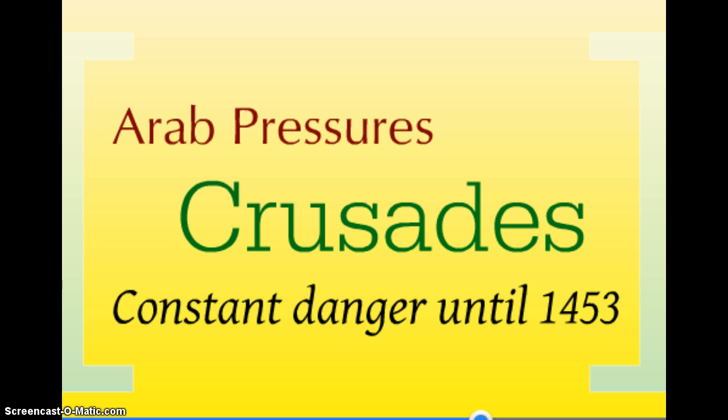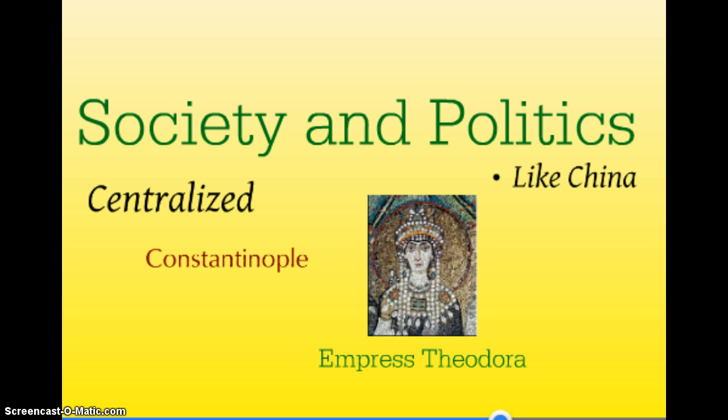The Ottoman Turks were finally the ones that destroyed the Byzantine, ending Constantinople. So, A column, society and politics. What was society like? What were the politics like? And this is if we're doing a Persia chart. What would we put for the P? What would we put for the S?